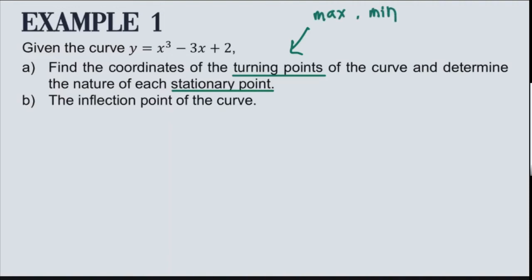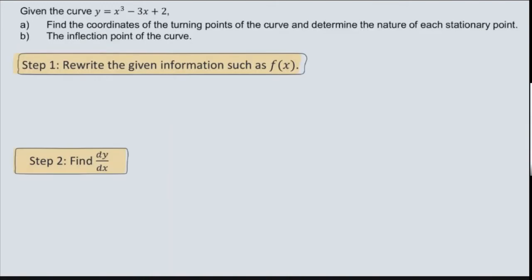So let's start the example. Okay. So the first step, we need to rewrite the given information. So let's do this together, okay? y is equal to x cubed minus 3x plus 2. Okay. So next we need to find the first derivative. So dy/dx equals 3x squared minus 3.